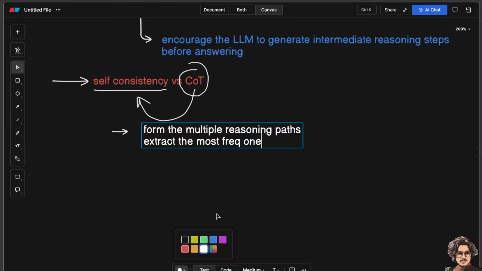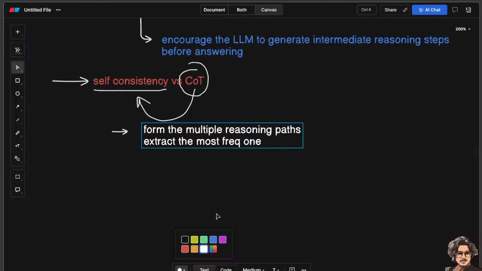So self-consistency is built on the base of chain of thought. Chain of thought encourages intermediate reasoning steps before answering, which is the base for all this, and it boosts accuracy and reduces inconsistency.